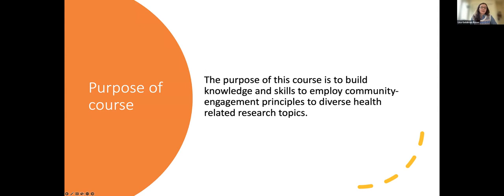All right. So the goal of this course is to build knowledge and skills to employ community engagement principles in health-related research, but of very diverse topics. This is something that Tainayah and I do in our own work. And while we have certain research interests, which we'll share in a second, we like to teach and help other researchers think about how they can integrate community engagement no matter what their research topic is. So it'll be exciting to get to know what your different areas of interest are and how we can apply community engagement to those areas.